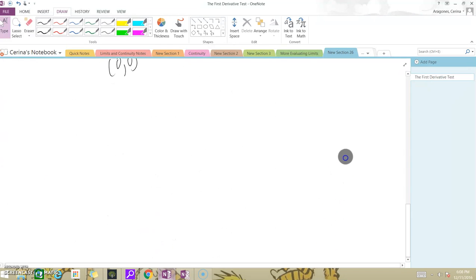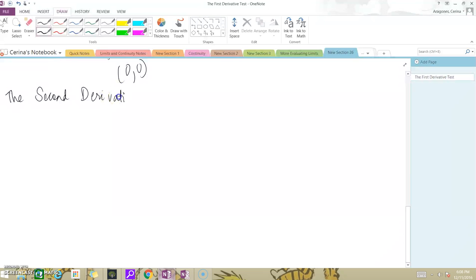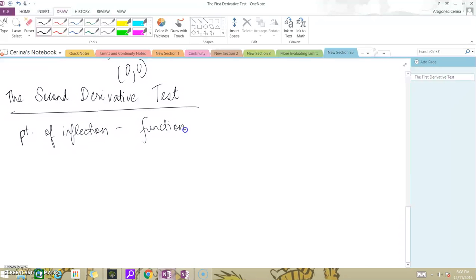Now we can talk about the second derivative test, which tells you whether your function has a point of inflection. Okay? So a point of inflection, if you remember, is when your function changes concavity. Meaning you go from speeding up to slowing down, accelerating to decelerating, or vice versa, slowing down to speeding up.